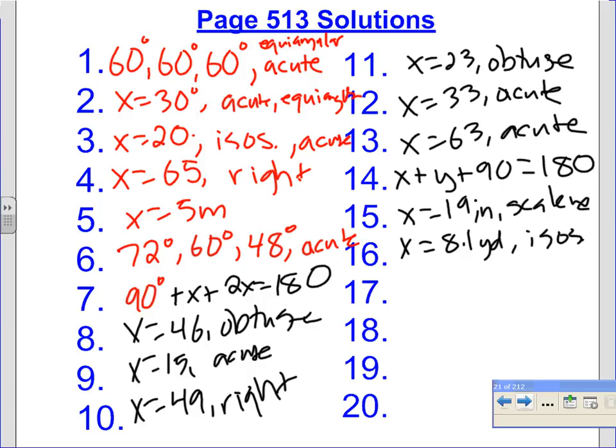Number 17, Josh. No? Oh, yeah, that's right. Mike, 17? Good. 28.1. And what kind of triangle was that? You didn't do that either. Okay, please make sure you're reading directions, okay? Equilateral.